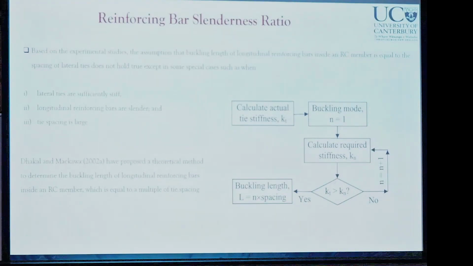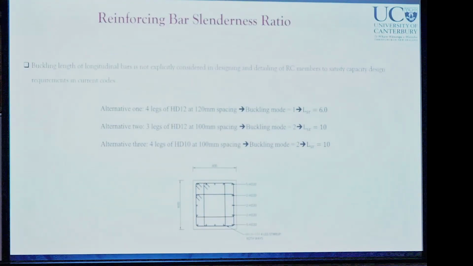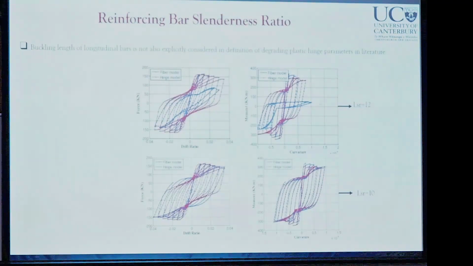They have developed a procedure to calculate the actual buckling or unsupported length of the reinforcing bars. It's not always the spacing between the bars. This issue has not been taken into account in our current codes. For example, if you want to detail this section, which is shown here, based on current requirements of NZS 3101, we can use different alternatives which all satisfy the requirements of the code. But we get different buckling lengths, and with a larger buckling length, which is a larger LSR, the response is completely different. So this also hasn't been, at least to the best of my knowledge, taken into account in the plastic hinge models which are developed in literature.